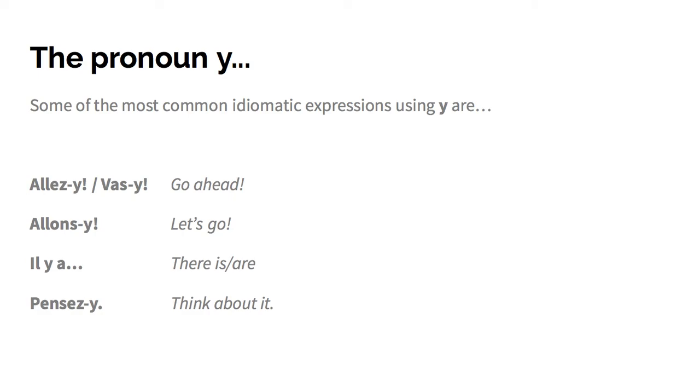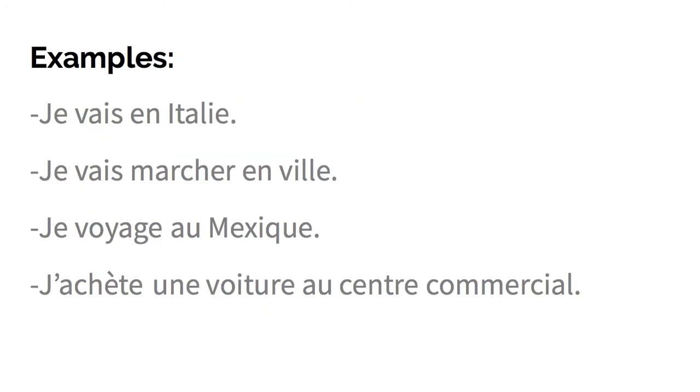This is the pronoun Y, pretty similar to the stuff you did last week. It's just a new one for you. I have some examples here that I'm going to ask you to work through, and then I'll give you the correct answer. We've got je vais en Italie, je vais marcher en ville, je voyage au Mexique, and j'achète une voiture au centre commercial. You're looking for the places. Surely you can go through these.